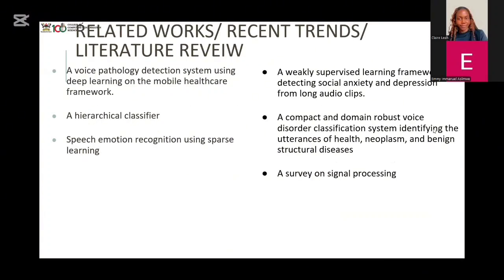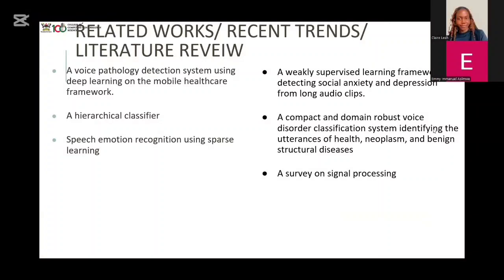And here we have the literature review. We're starting with a voice pathology detection system using deep learning on a mobile healthcare framework. In this one, the voices are captured using smart mobile devices, and voice signals are processed before being fed to the convolutional neural network and the hierarchical classifier, which aims at automatic classification of voice disorders while using approaches that reduce data redundancy, since the available data for training the model are scarce.